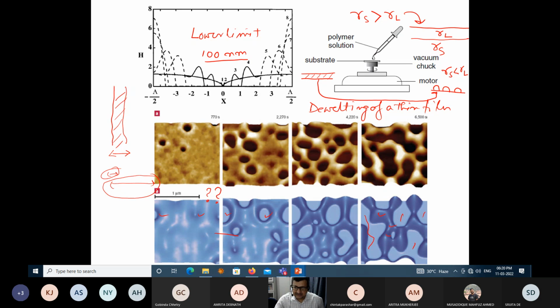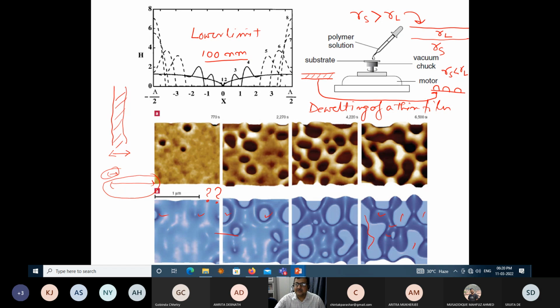Initially it will form a film, correct? And then after a point, what will happen? This film will break into pieces. First, it will form holes. These holes will grow. They will coalesce, and then they will get converted into droplets.